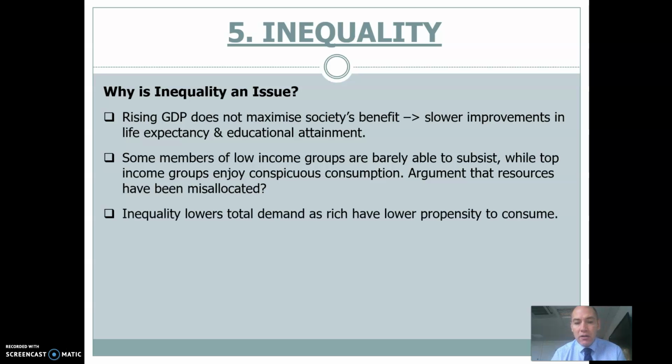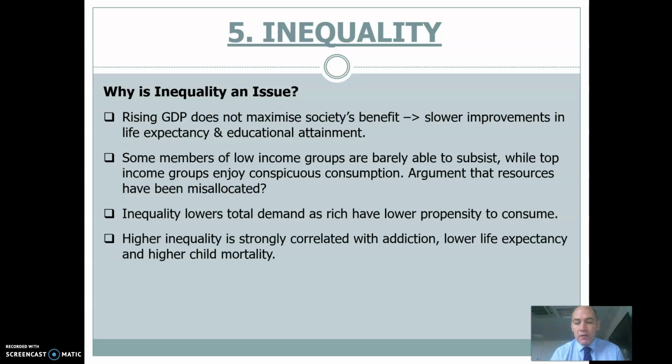Thirdly, inequality actually lowers total demand because the rich have a lower propensity to consume. They don't spend all their income or wealth, they tend to save it, whereas people on lower incomes would spend more, so total demand would be higher. Also, higher inequality is strongly correlated with addiction, lower life expectancy, and higher child mortality. So for all of these reasons we can see issues.